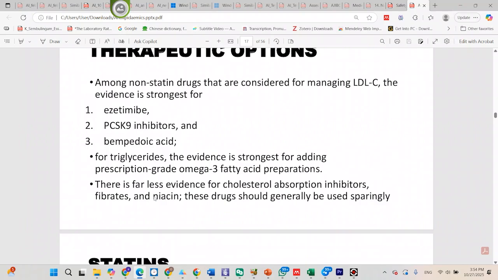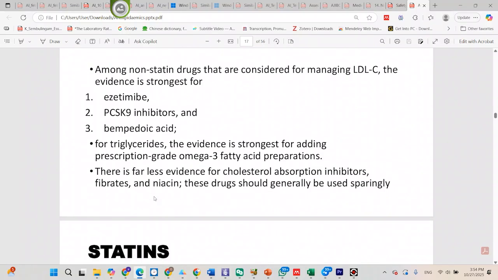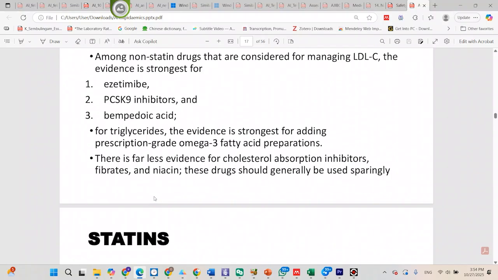But for triglycerides, cholesterol is different from triglycerides. For triglycerides, we have omega-3 fatty acid preparations. Okay, while the other ones are less important, we still have them in the market. So the ones that are important for LDL-C, if you want to manage high cholesterol, are ezetimibe, PCSK9 inhibitors, and bempedoic acid. Then if you want to manage triglycerides, hypertriglyceridemia, then we have the omega-3 fatty acids.